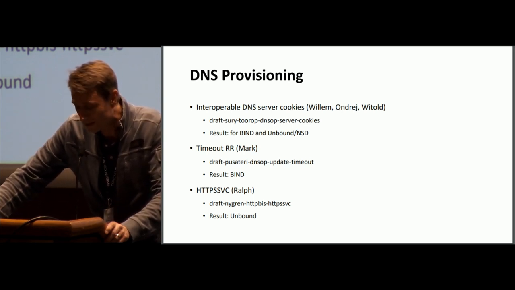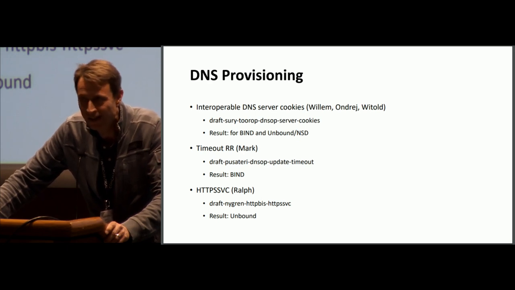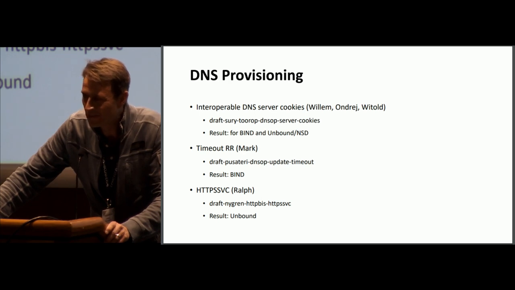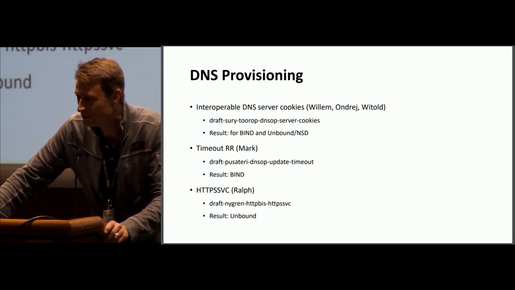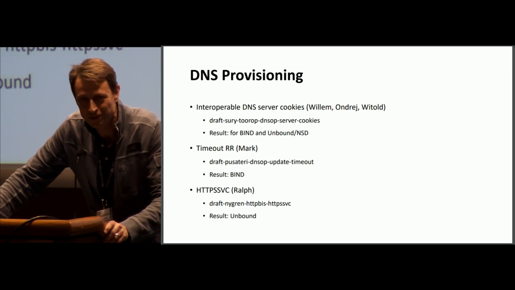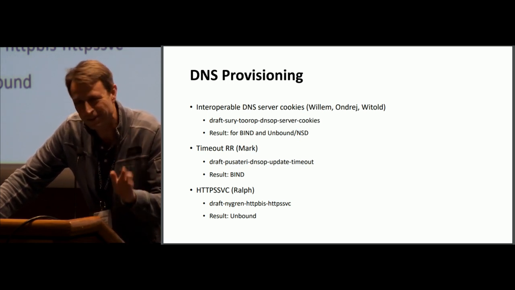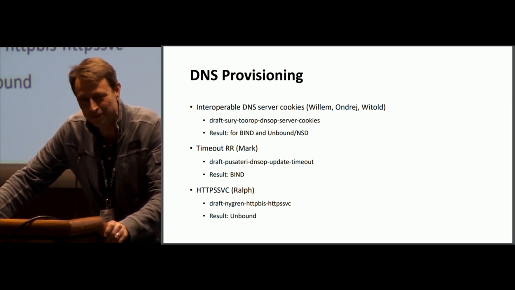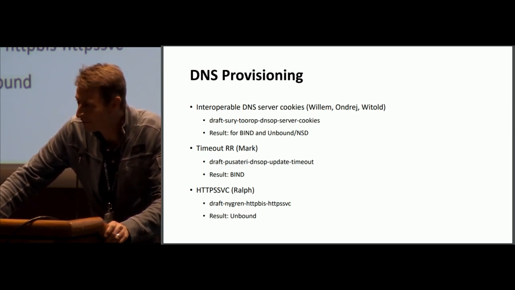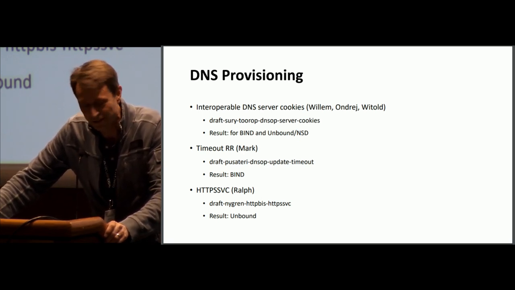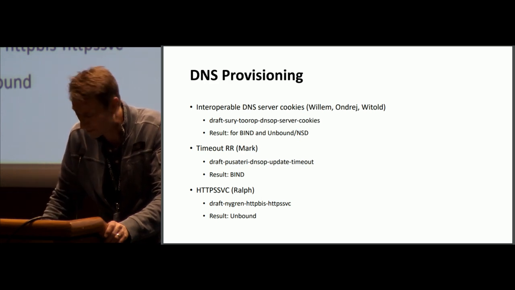Another important thing is the HTTP SVC record. It's kind of a service record. There has been a long-standing problem to solve, actually. How do you provision your web service, and how do you address them in the DNS? There have been a number of solutions over the years by the DNS community and by the HTTP community. And this proposal seems to receive positive feedback from both working groups. So there's a lot of interest here, and there's an implementation in Unbound.